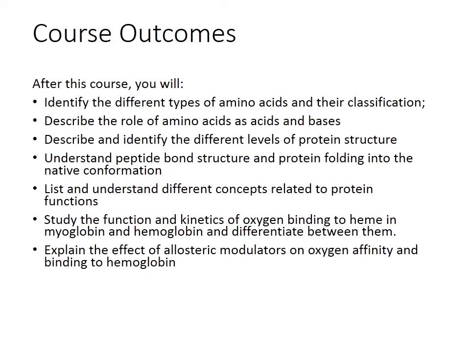Two proteins that are given here as examples are myoglobin and hemoglobin. You will be able to determine the kinetics of oxygen binding to heme, and to differentiate how this binding occurs in myoglobin as compared to hemoglobin. And finally, you are also going to be able to explain the effect of allosteric modulators on allosteric protein, given of course hemoglobin as an example, where we're going to discuss the allosteric effectors that affect the oxygen affinity and the binding to hemoglobin.